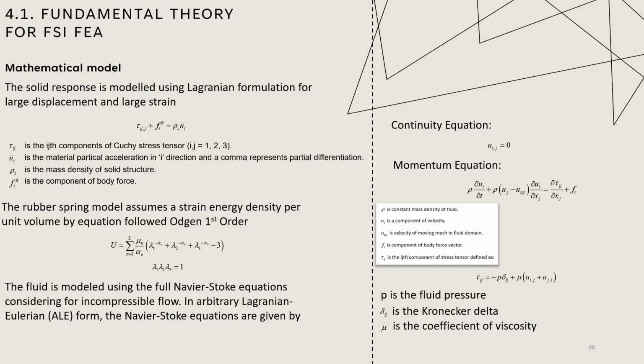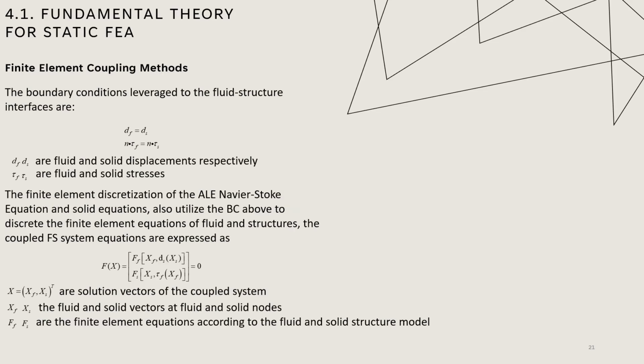And for the fluid, we're going to model it using the full Navier-Stokes equations for incompressible flow in Arbitrary Lagrangian-Eulerian (ALE) form. You have the continuity equation and momentum equation as on your right side. After setting up the solid part and the fluid part, you're going to couple them together. So the boundary conditions at the fluid-structure interfaces are as above.